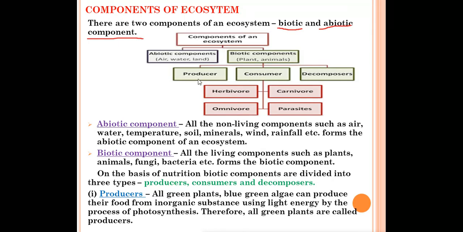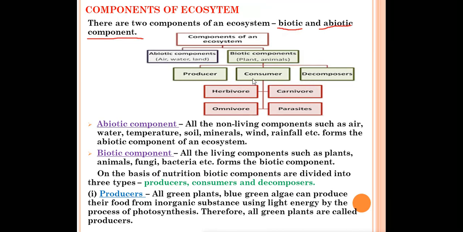Producers means those who make the food. For example, plants are the producers. Consumers, who will depend on the food prepared by the producers, are called consumers, like the animals. Decomposers are, for example, microorganisms which will feed on the dead bodies of plants and animals, which will help in the breaking down of dead bodies of plants and animals. Those are called decomposers, like microorganisms, bacteria, fungi, those things you can write.